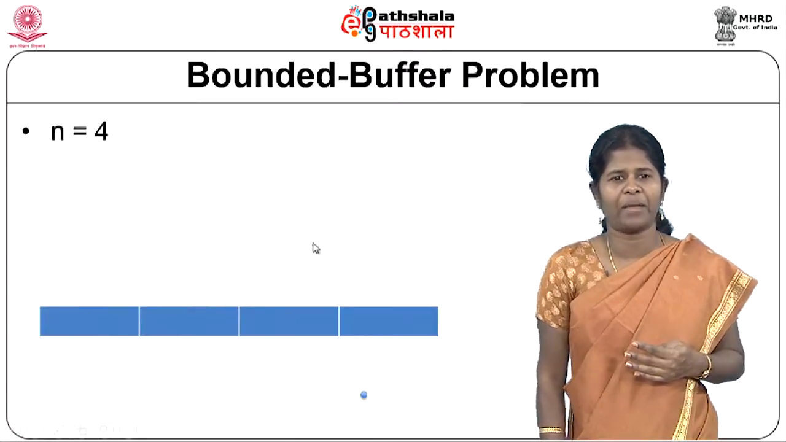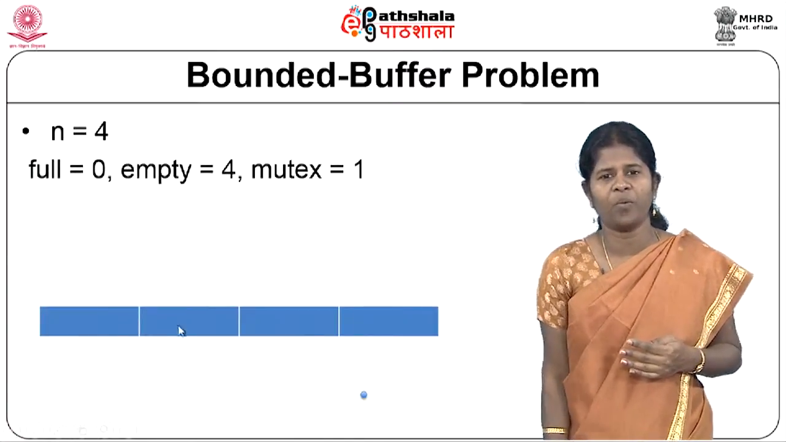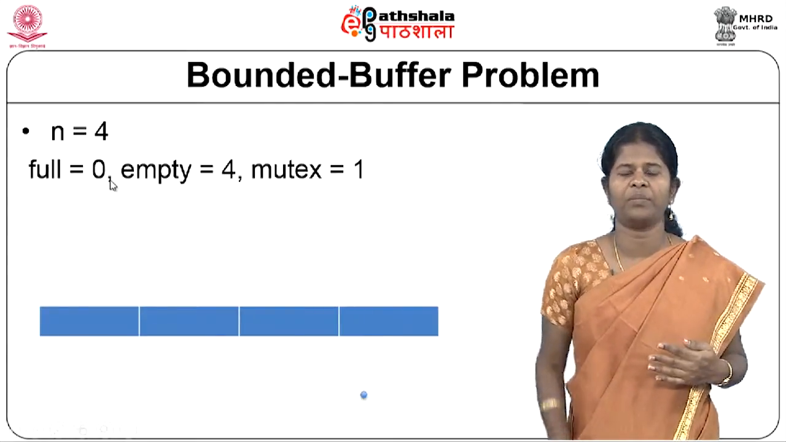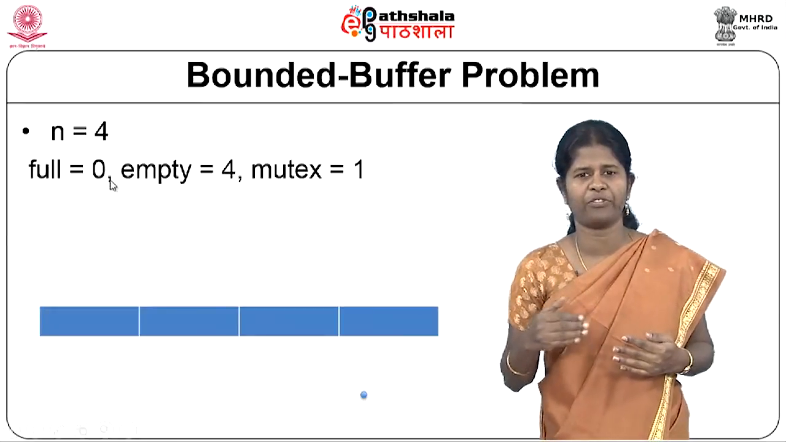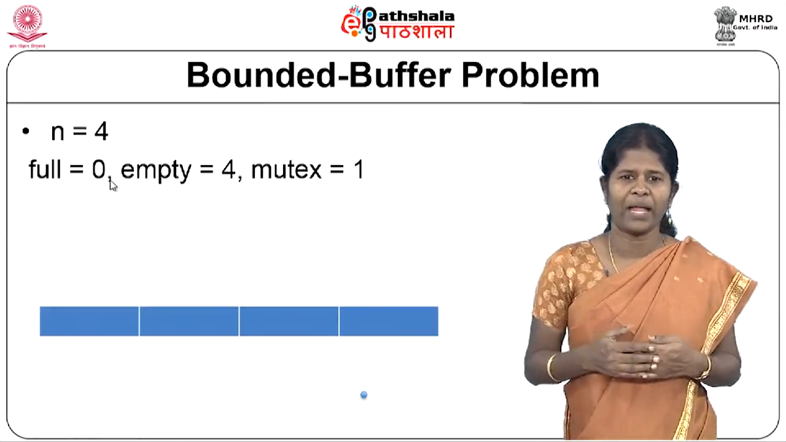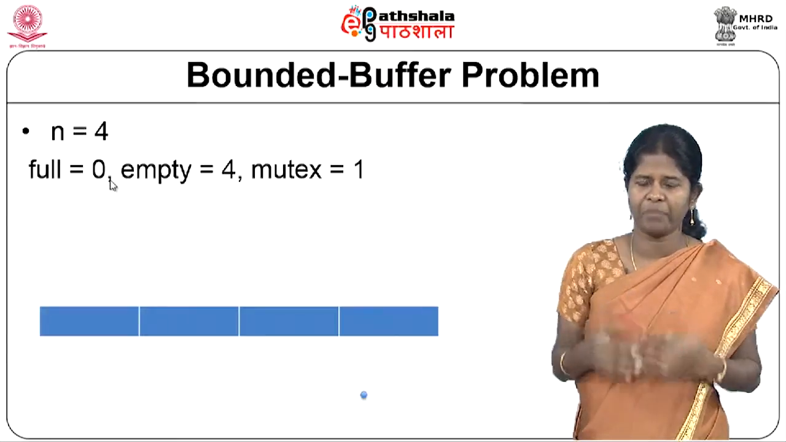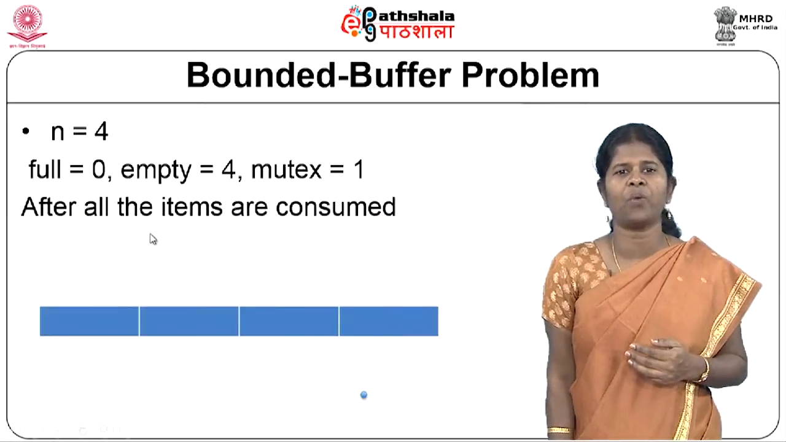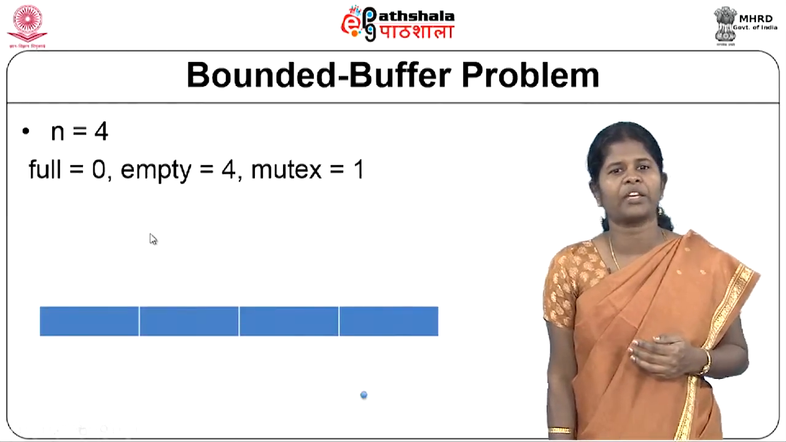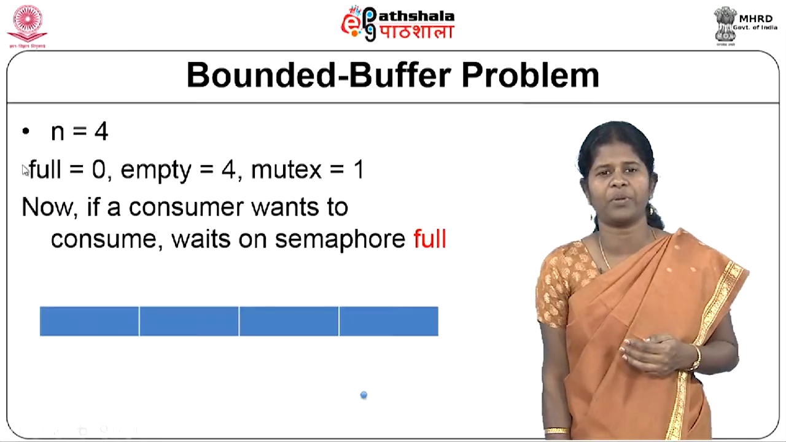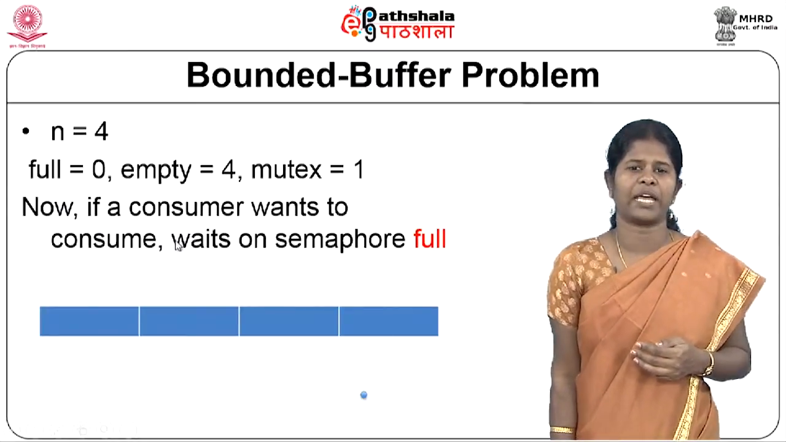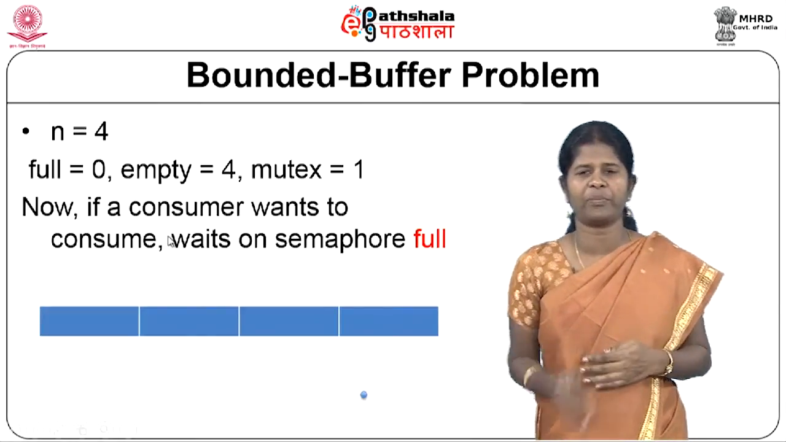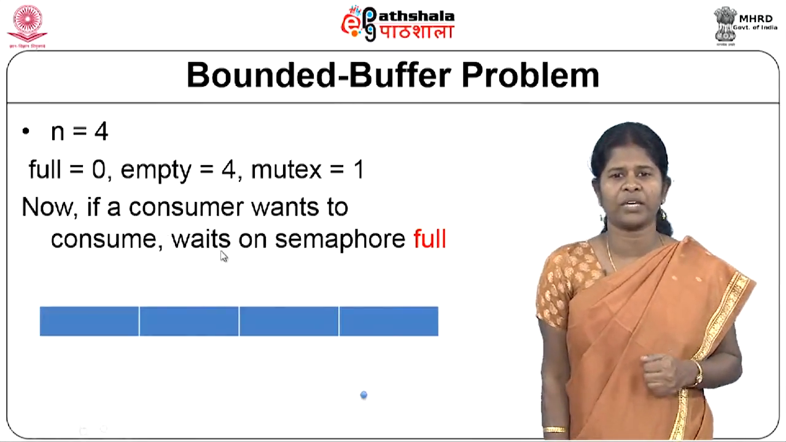So, similarly, it can be done for the other items. Finally, when all the items are consumed, the value of the semaphore full becomes 0 and the value of the semaphore empty becomes 4. And now, if the consumer wants to consume an item, it cannot consume the item because it will be waiting on the semaphore full, which is currently 0. So, here we see that the solution to the bounded buffer problem is given using semaphores.